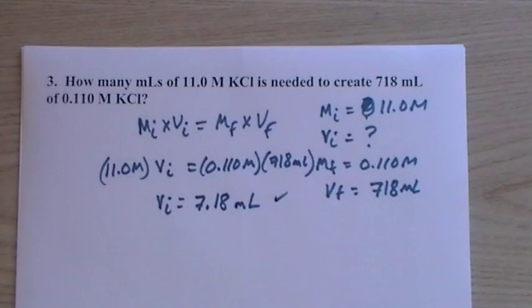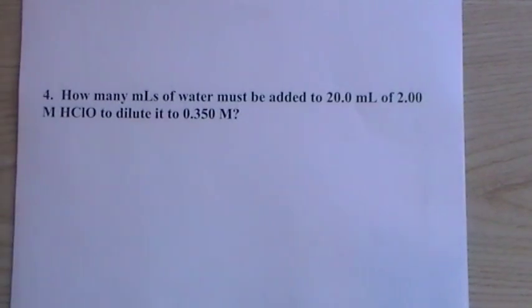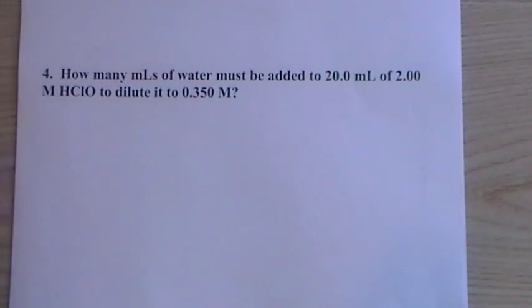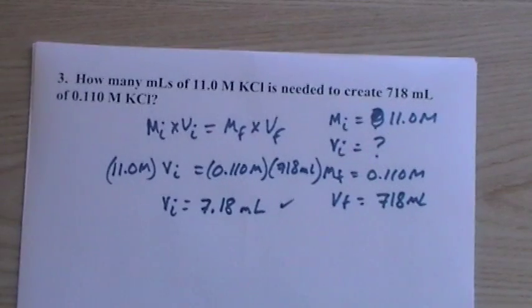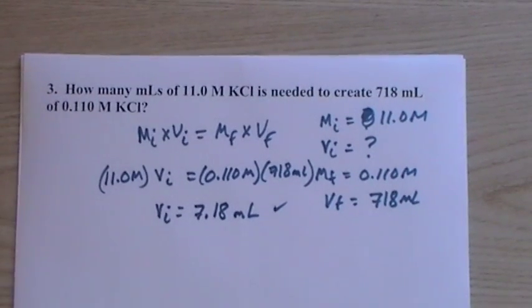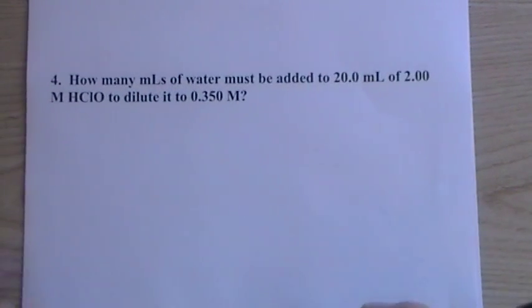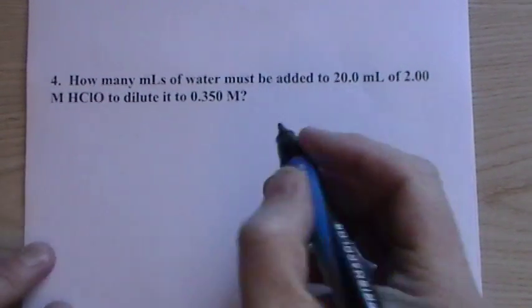Okay. How many mils of water must be added to 20 mils of 2 molar HClO to dilute it to 0.35 molar? Okay, now this one is a little different. That's why I wanted to put this one in. I thought initially that this one up here was that kind of problem. Let me just verify. No. This one is a little tricky, but it's very important because this is how you dilute in the lab. Well, let's just go through it and see.